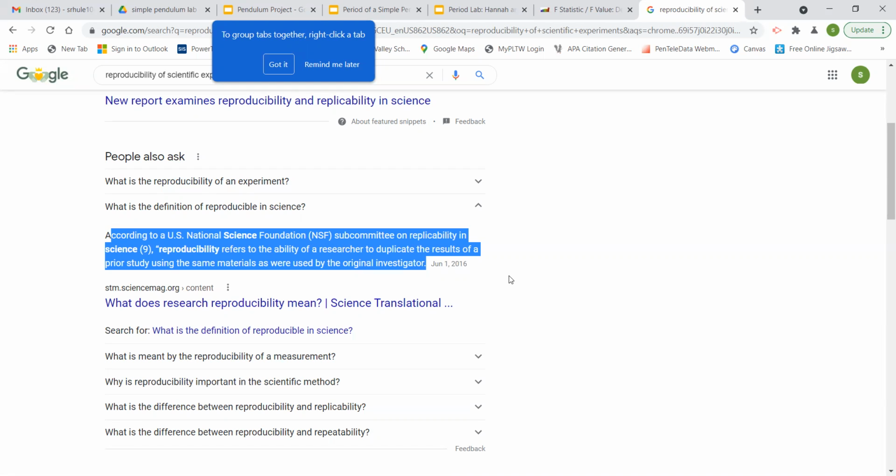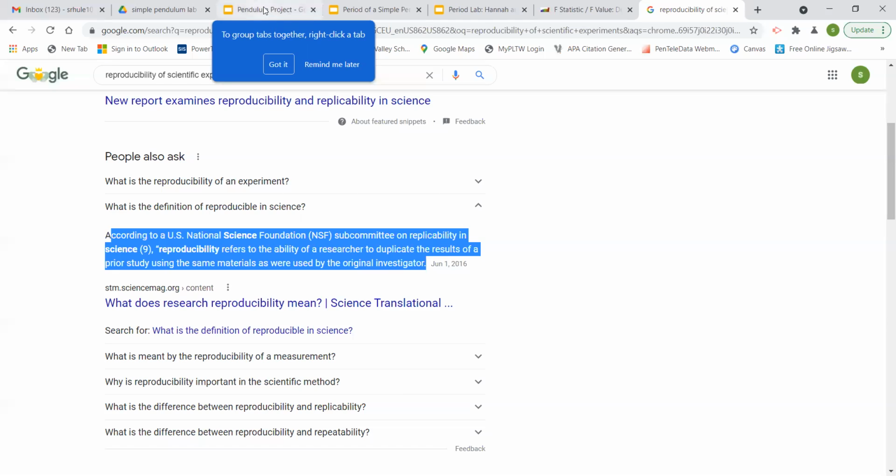If a scientist conducts an experiment and discovers something, other scientists don't necessarily pay that much attention to it until they can reproduce the experiment and get the same results. Then they'll pay attention to it. Then they'll treat it as valid.